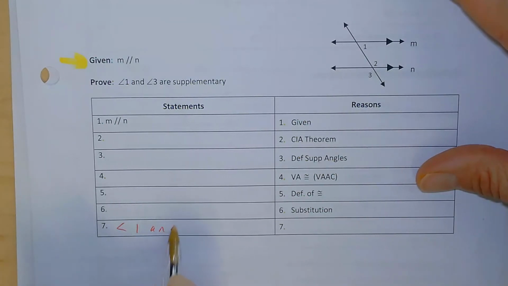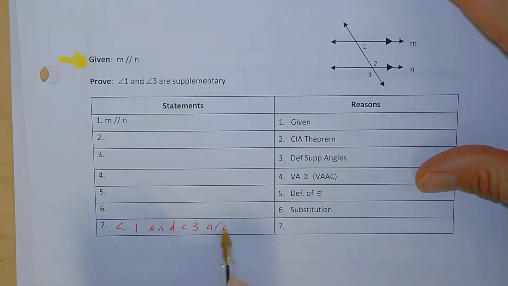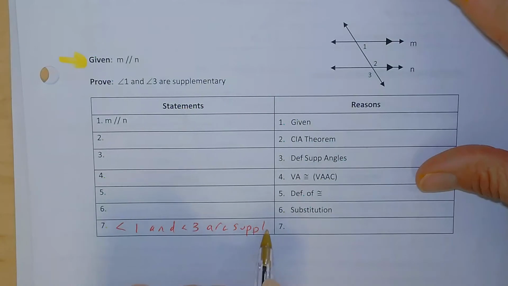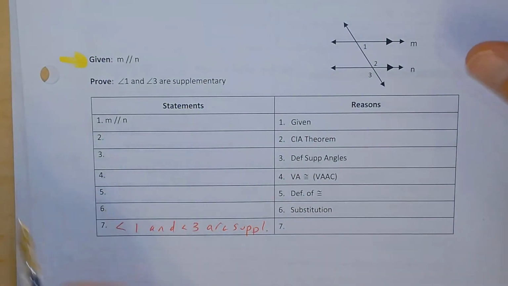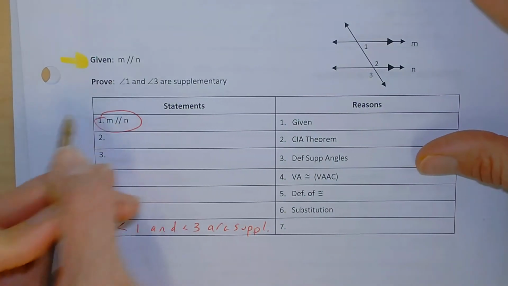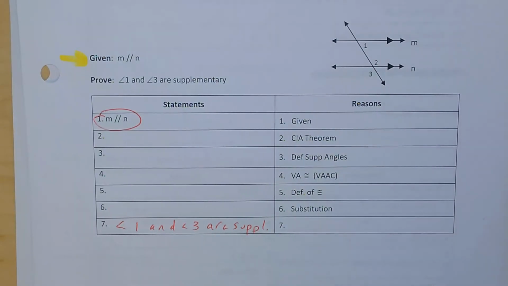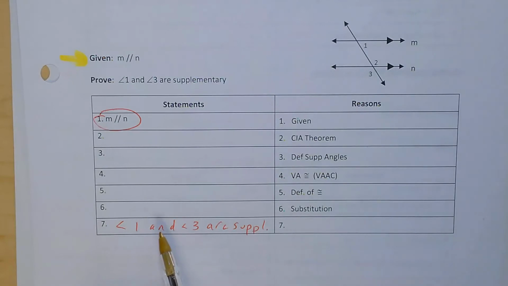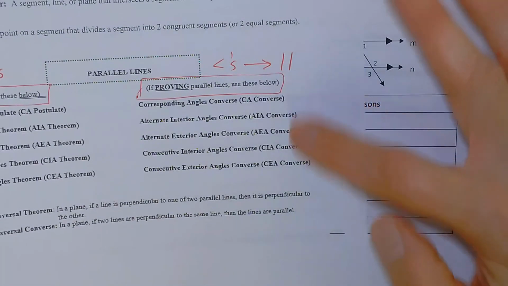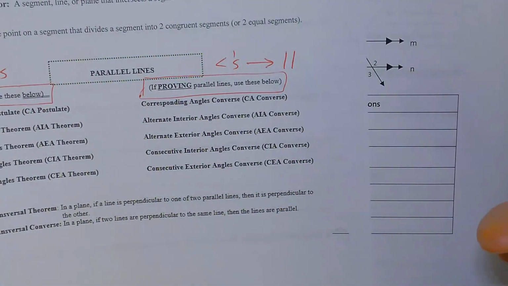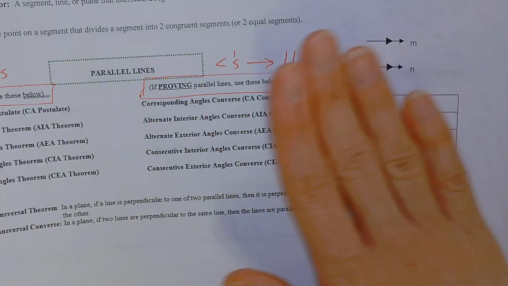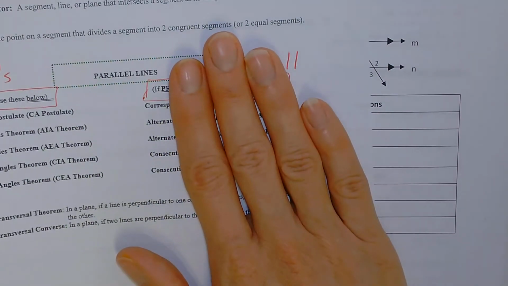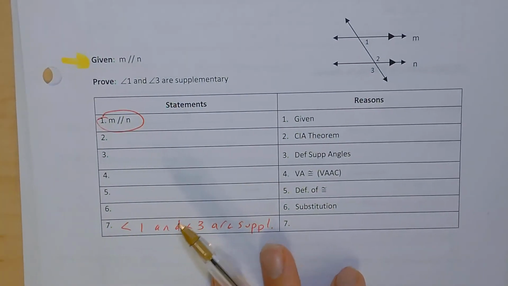Angle 1 and angle 3 are supplementary. So, do I have parallel lines in the given? Yes. So I know I'm going to be using a theorem or a postulate. Do I have parallel lines at the end of the proof? No. So guess what? My guess right now is I will not be using a converse. I already know because I'm not trying to make lines parallel. So the converses are off limits for this proof. All right, so let's start.